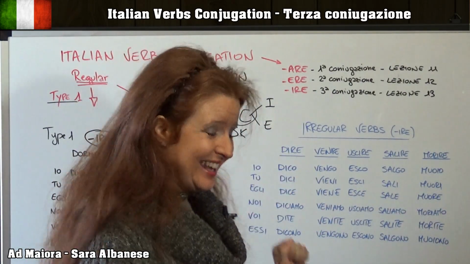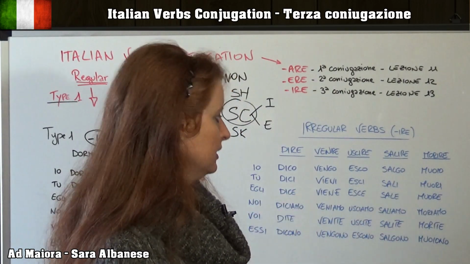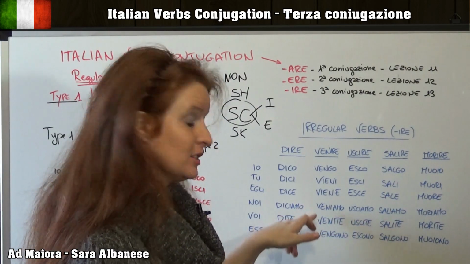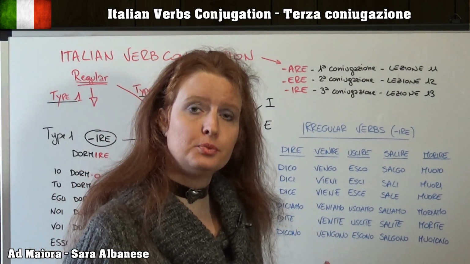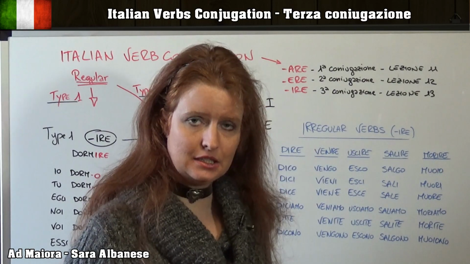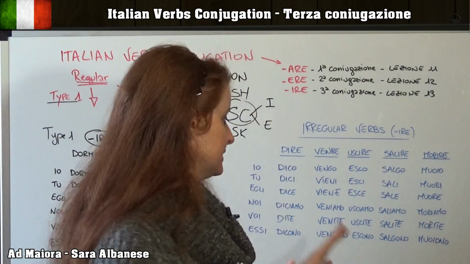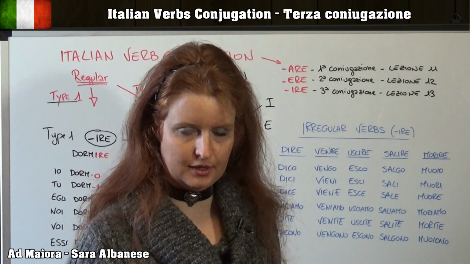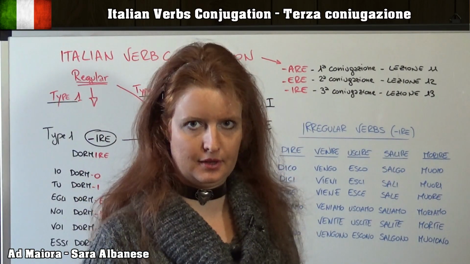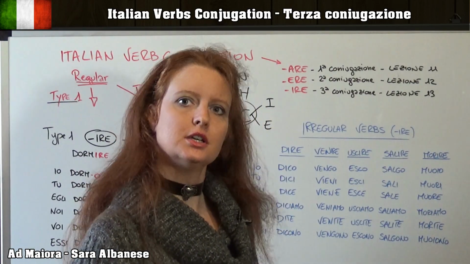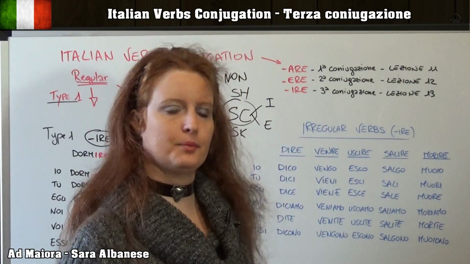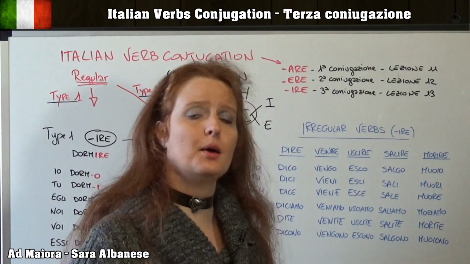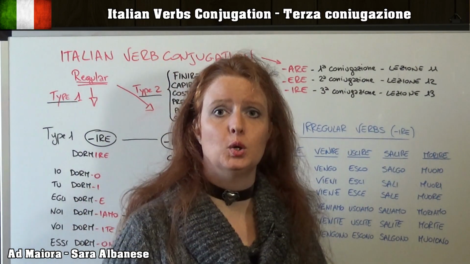Io vengo, tu vieni with E, egli viene, another E, but then the first and second person plural don't have an E sound. It's veniamo, venite. It's not vieniamo, vienite. Okay, so you have to eliminate the E there. And then the third person plural, you have this G coming up again. Okay, so io vengo, tu vieni, egli viene, noi veniamo, voi venite, essi vengono.